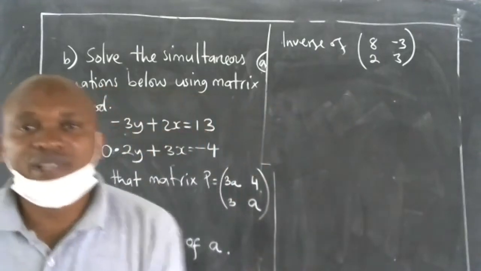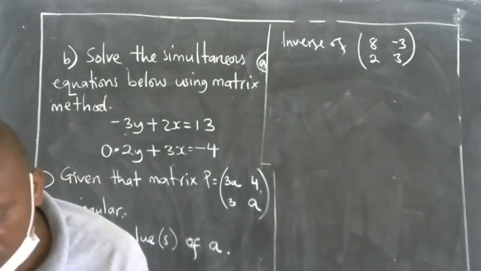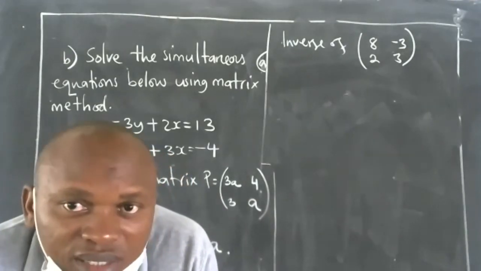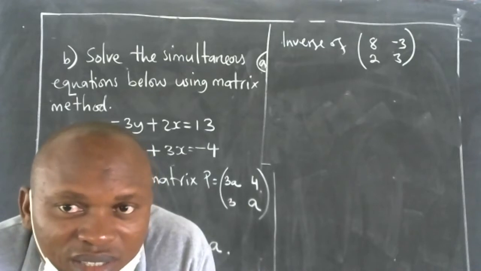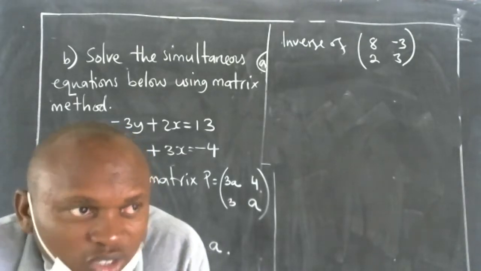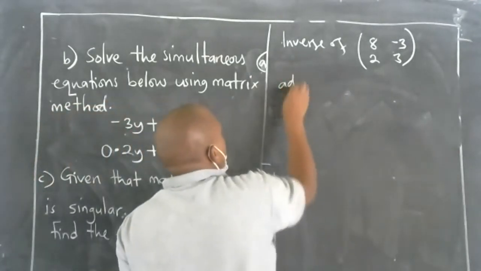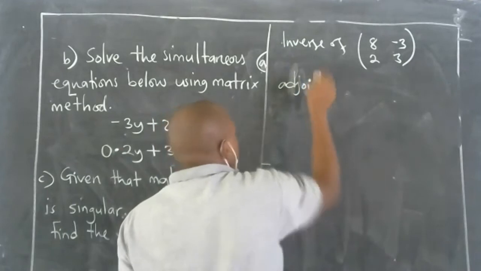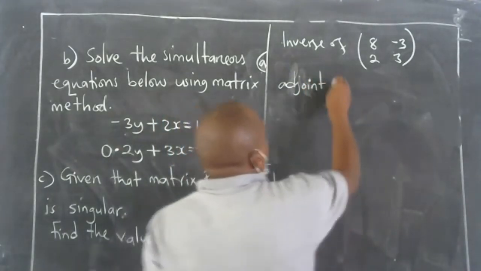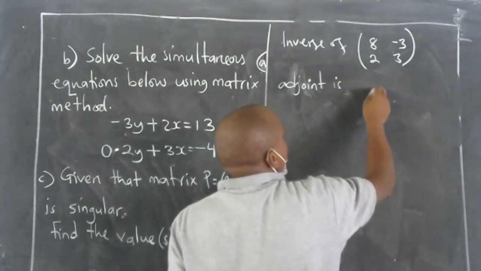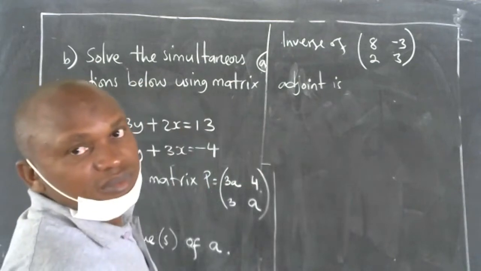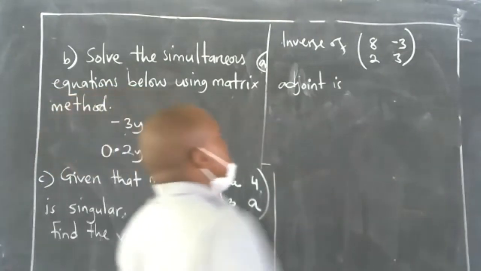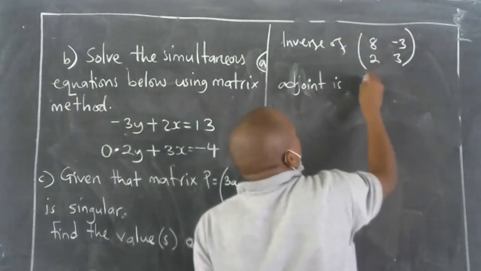Who remembers how to find inverse? Who can remind us how to find the inverse of a matrix? What are the steps? First, get the adjoint. Yes. The adjoint. So what is the adjoint of this matrix? What will be the adjoint? 8, negative 3. No. And what changes? These ones change: 3 and 8, negative 2 and 3.